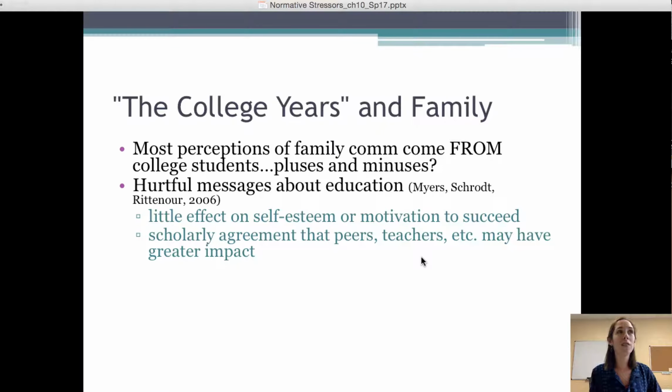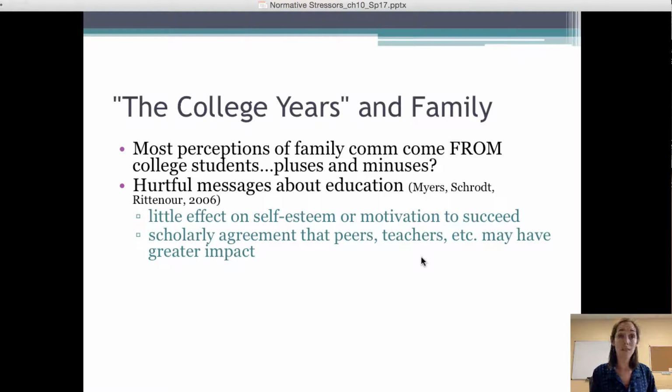So when we're trying to understand, maybe what's going on here is that peers, teachers, and others who are right in that environment may be more impactful. So if I, as your instructor, say, oh my gosh, this work is amazing, you're not going to care very much that your dad's like, why can't you do better in school?